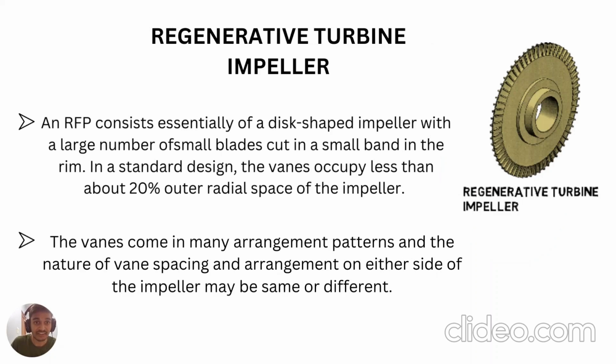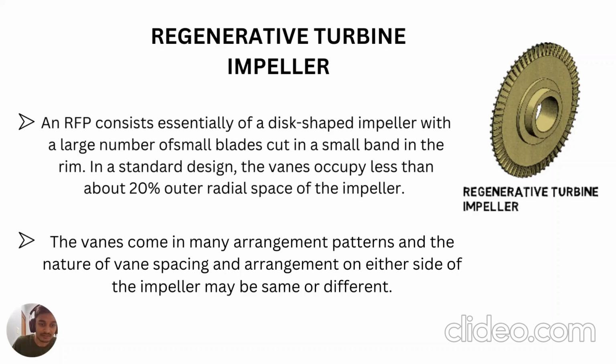An RFP consists of essentially a disc-shaped impeller, as you can see in this image, with a large number of small blades cut in a small band in the rim. The number of vanes is usually around 120. In the standard design, the vanes occupy less than about 20% of the radial space of the impeller. The vanes are cut on both sides of the impeller disc through machining. The vanes come in many arrangement patterns, and the nature of the vane spacing and arrangement on either side of the impeller may be the same or different. Web pieces of the curve profile span the vanes.